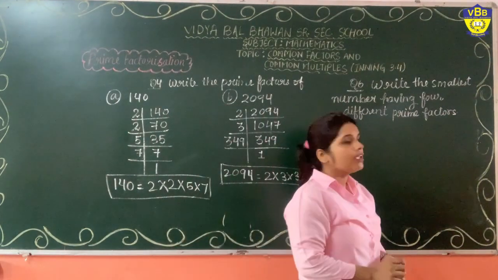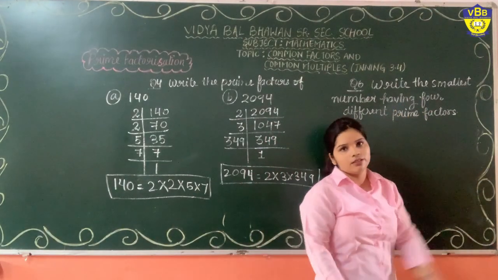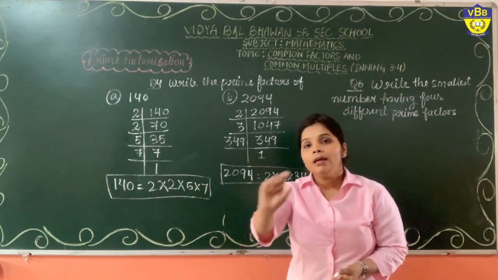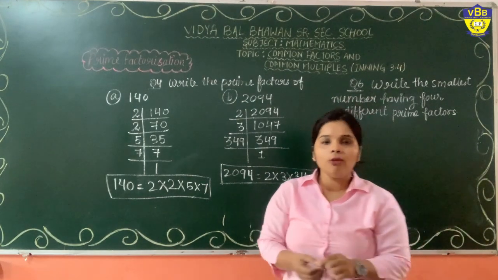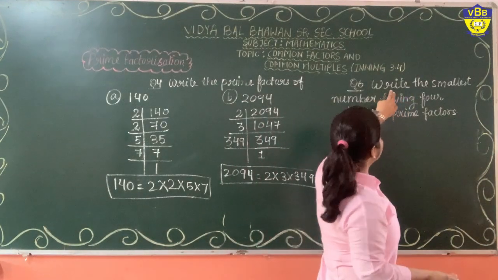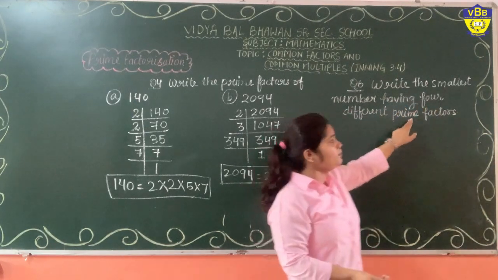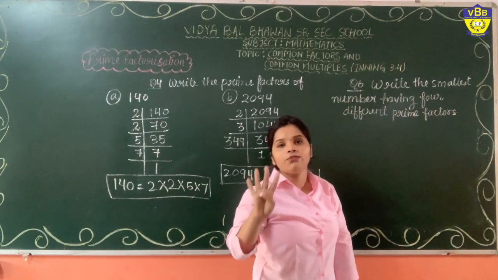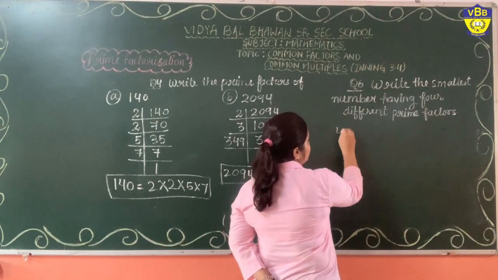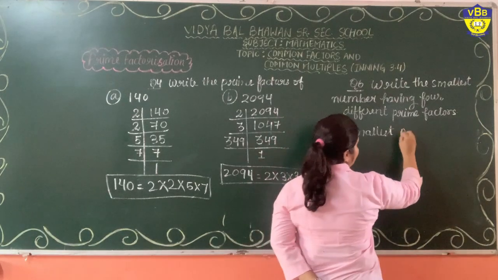Next one. Write the smallest number having 4 different prime factors. The smallest number will obviously be formed using the smallest prime numbers only. So, 4 different smallest prime factors. What are they? You will write the 4 smallest prime numbers.